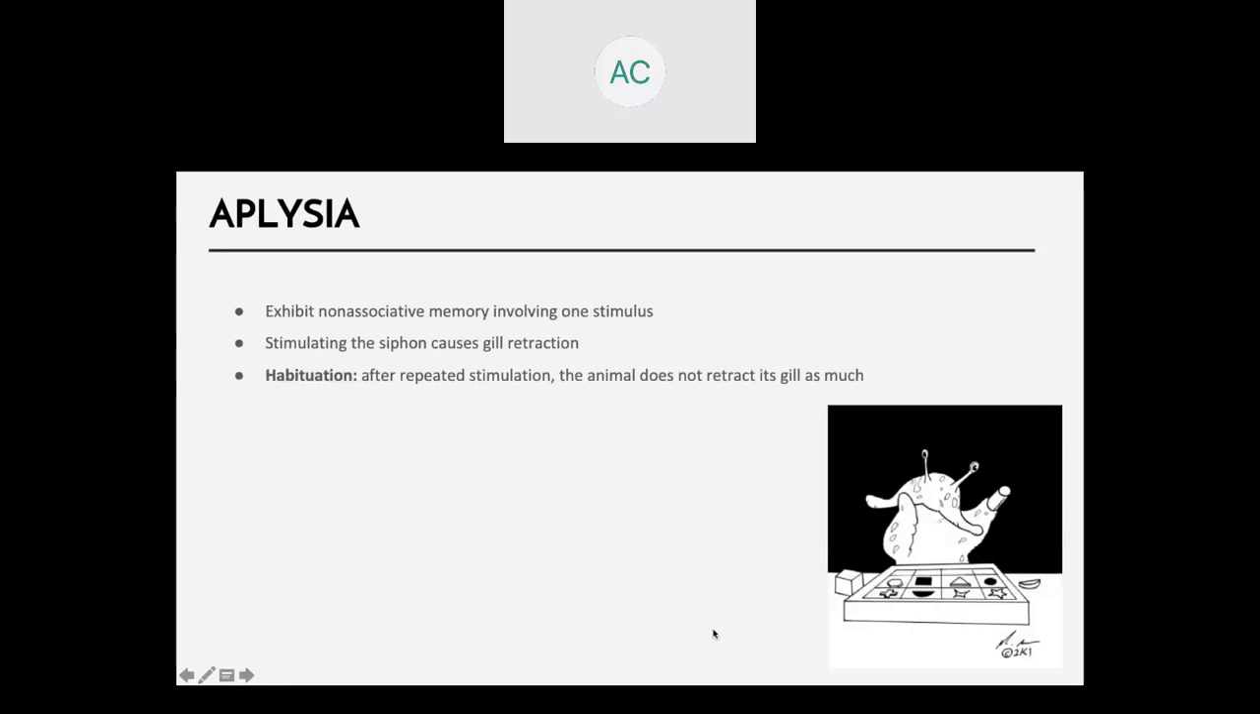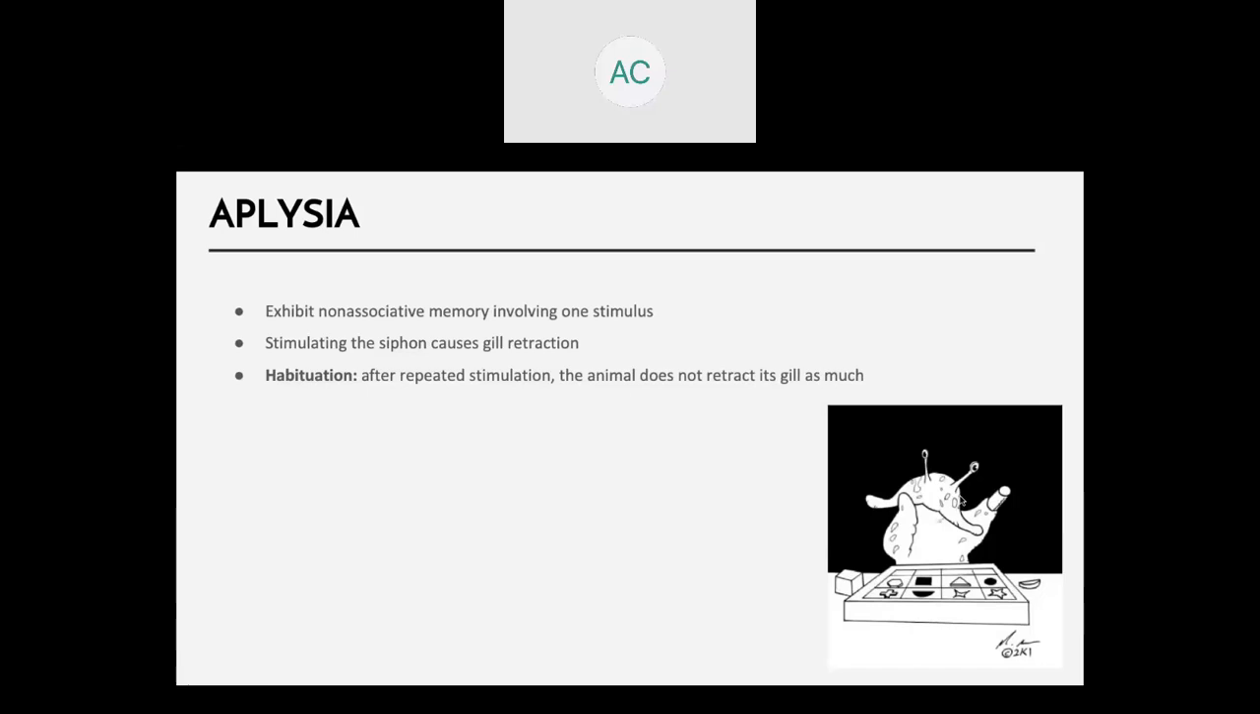So Aplysia are also known as little sea slugs, and they are studied extensively because they have a very simple nervous system, but also their nerves are large and visible to the naked eye. And they exhibit non-associative memory involving just one stimulus. So Eric Kandel studied Aplysia, and he won a Nobel Prize for his study. And he basically discovered habituation and sensitization, and we'll focus on habituation.